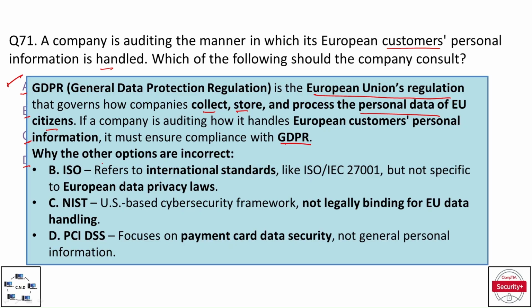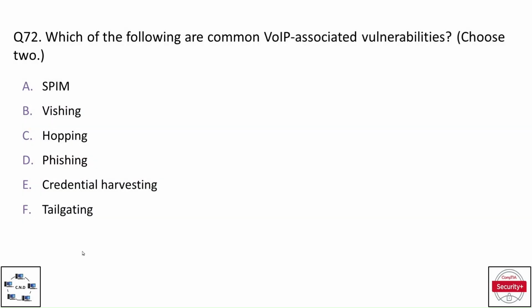So why are the other options incorrect? Option B, ISO, refers to international standards like ISO/IEC 27001, but not specific to European data privacy laws. Option C, NIST, is a US-based cybersecurity framework, not legally binding for EU data handling. And option D, PCI DSS, focuses on payment card data security, not general personal information.